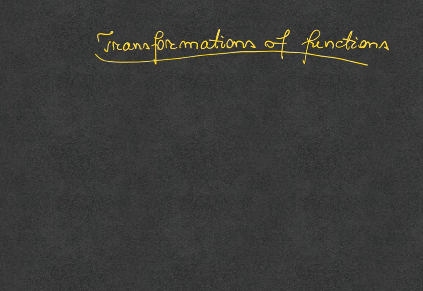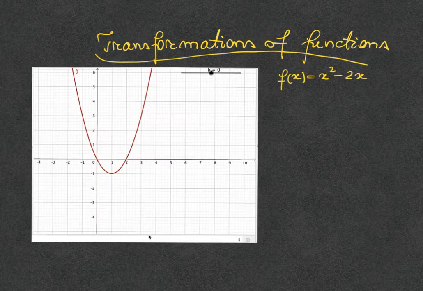You learned back in GCSE transformations of shapes. So, what are transformations of functions and what are we looking for? Here is a graph of y equals x squared minus 2x. And we are going to transform it.